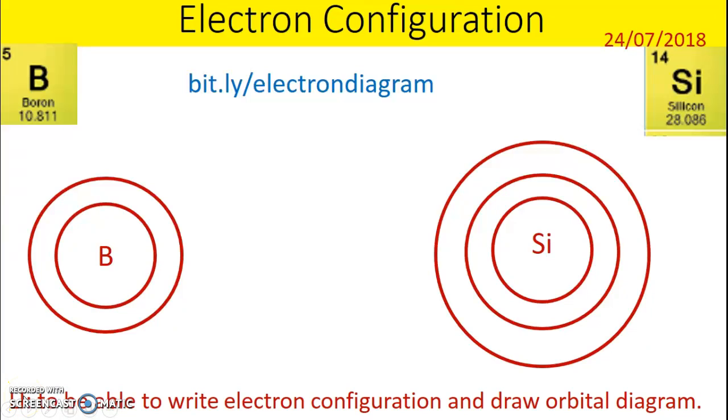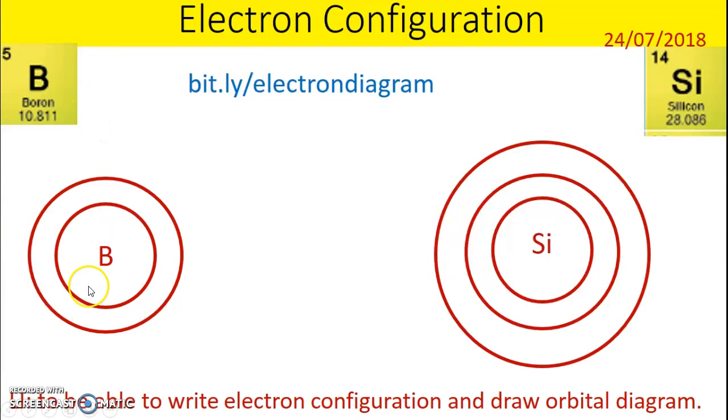Hello everyone, I just want to show you a quick video on how to write electron configuration or how to draw orbital diagrams. So as you can see, I've got two examples over here for boron atom and silicon atom. If you can see the atomic number in the corner, which will represent the number of protons and electrons for the particular atom over here. So for this boron atom, there will be 5 protons and 5 electrons.